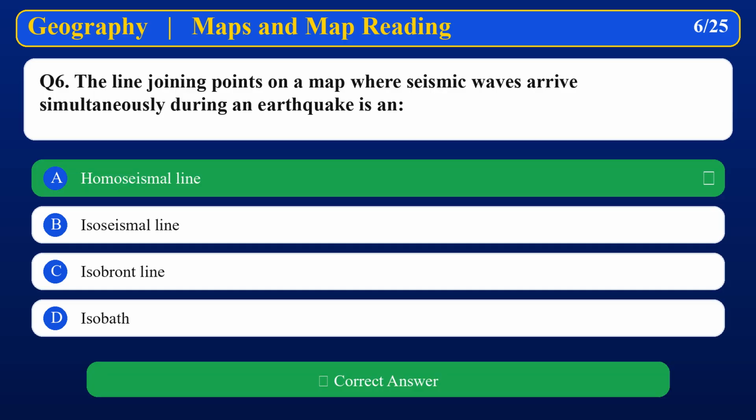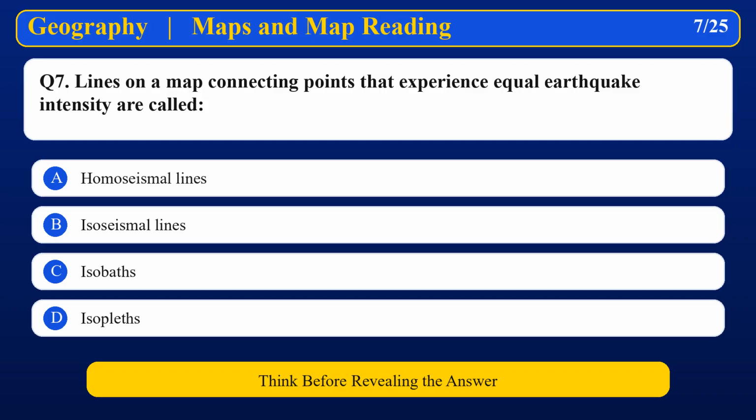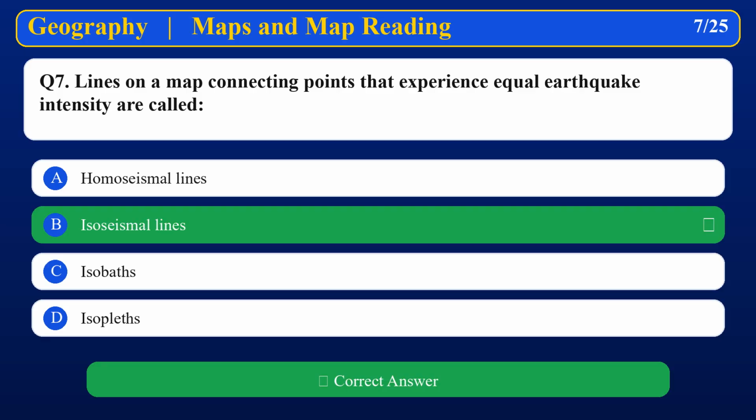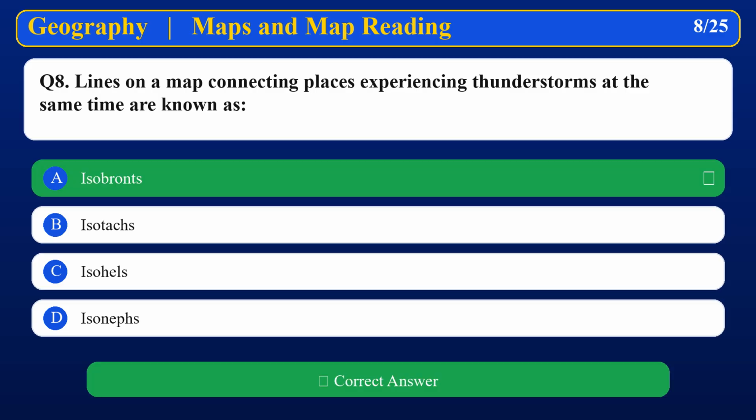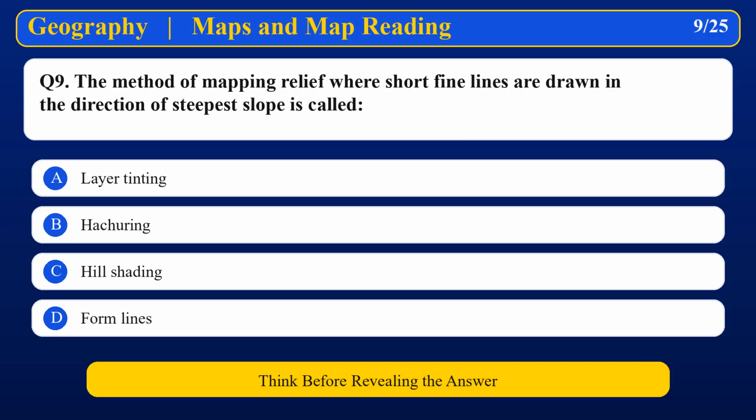Lines on a map connecting points that experience equal earthquake intensity are called isoseismal lines. Lines on a map connecting places experiencing thunderstorms at the same time are known as isobronts. The method of mapping relief where short fine lines are drawn in the direction of steepest slope is called hachuring.